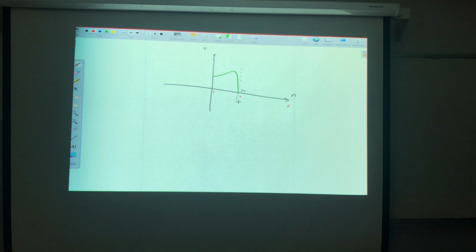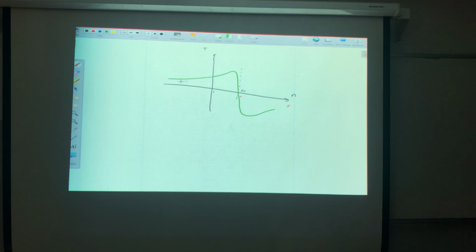Now, if the load caused the machine to rotate at higher speed than the no load speed, I will enter to what? To the regenerative braking in the same direction of rotation. So I will enter to the regenerative braking here, correct? Yes? Good.